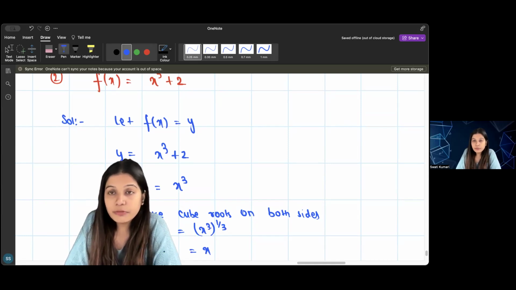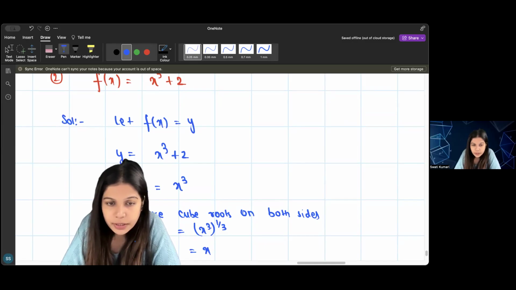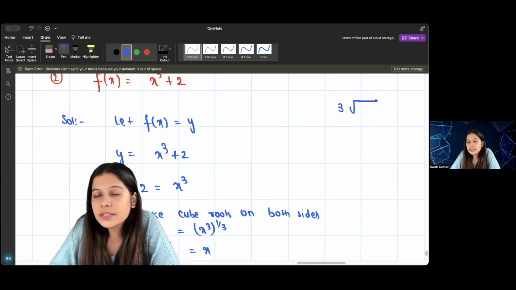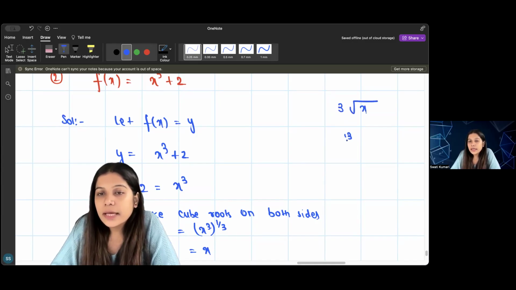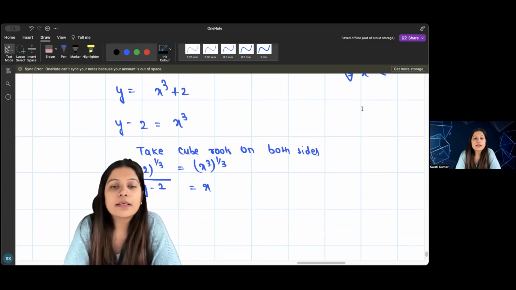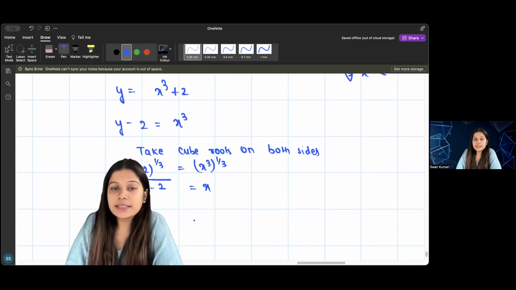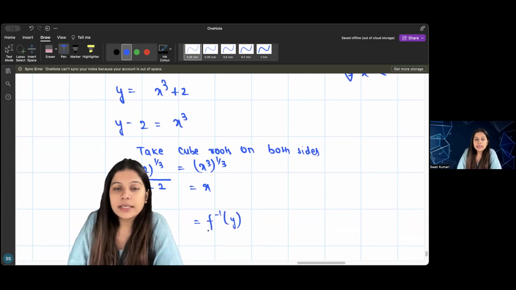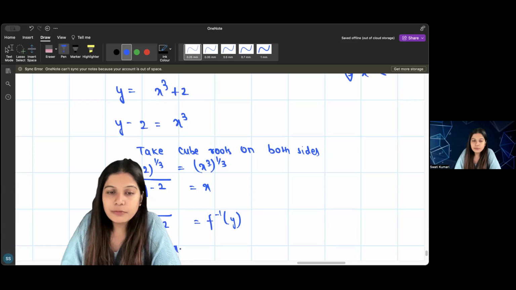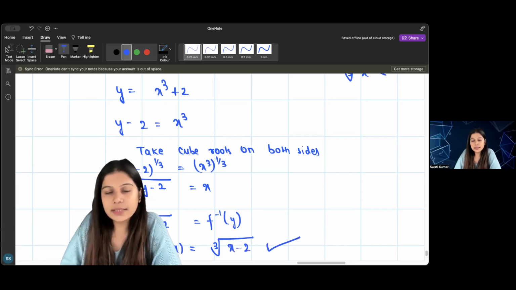And we can write down the symbol of a cube root as well here. That is going to be this symbol, and just put a 3 here. Remember, there is a difference between this thing that we write and this thing that we write. This means cube root of x, and this means 3 times square root of x. Okay, that's the difference. So we have got x equals this, right? What is x? x is nothing but your f inverse y. So f inverse y, you have got cube root of y minus 2. Replace y with the x, and there you go. You have got the f inverse x. That is going to be cube root of x minus 2, and that's the answer.